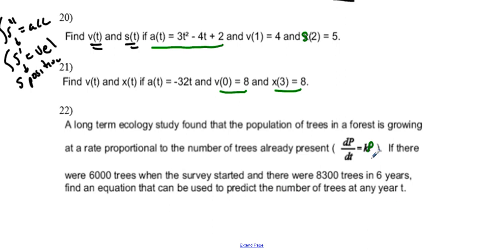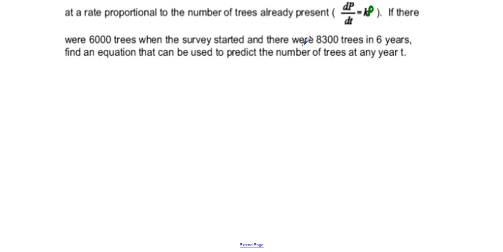Now, we talked about this the other day. I'm going to let you figure that out, but I will tell you there are some points. If there are 600 trees when the survey first started, so that when t equals 0, the population of trees, p equals 6,000.